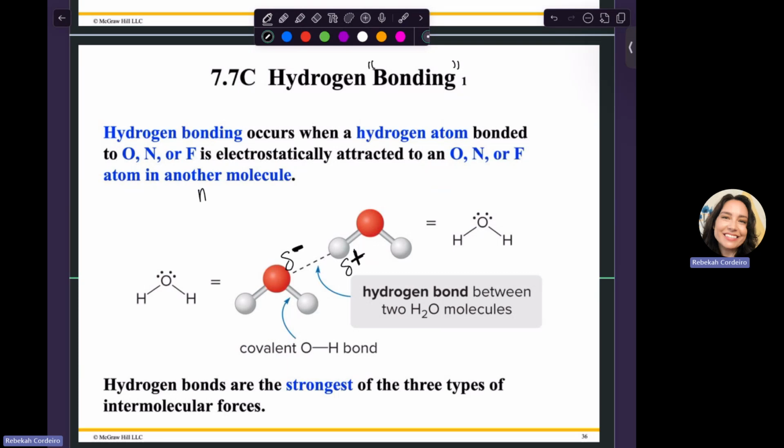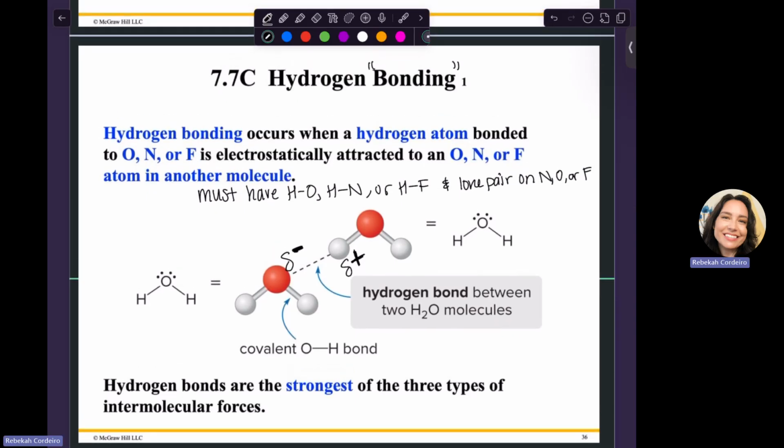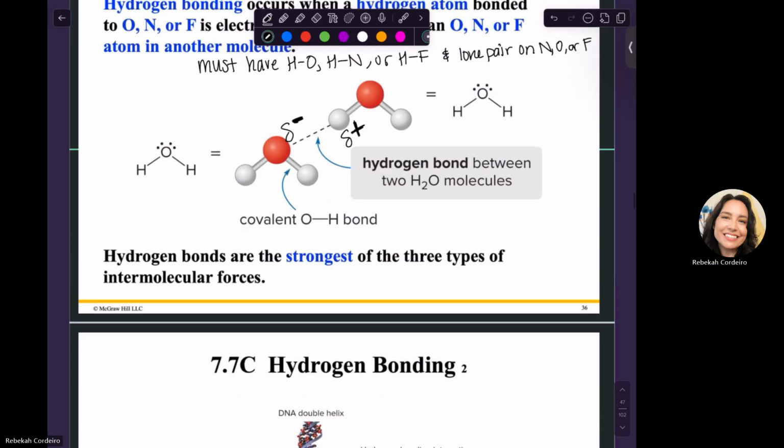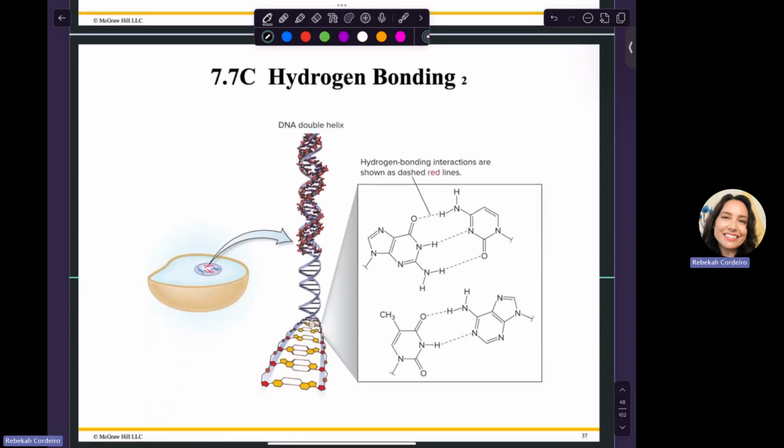And so you must have HO, HN, or HF, and a lone pair of electrons on N, O, or F, if you're going to do hydrogen bonding. Hydrogen bonding is the strongest one because it's just like extra strength dipole-dipole. Hydrogen bonding is really special. This is what holds together our DNA, for example.